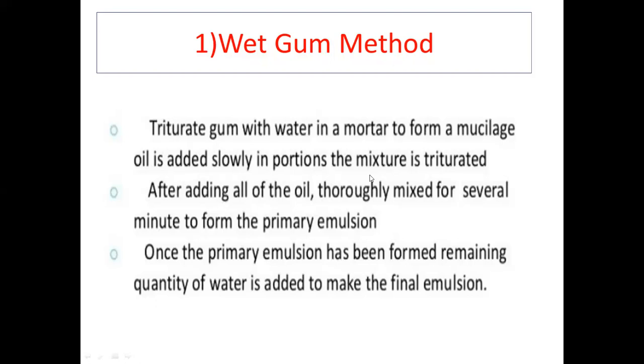Dry method. Okay. So you have to write the same example after this explanation. When a question is asked on this point, define emulsion and write the methods of preparation of emulsion. Then you have to define emulsion. After that, enlist the methods and explain them one by one.